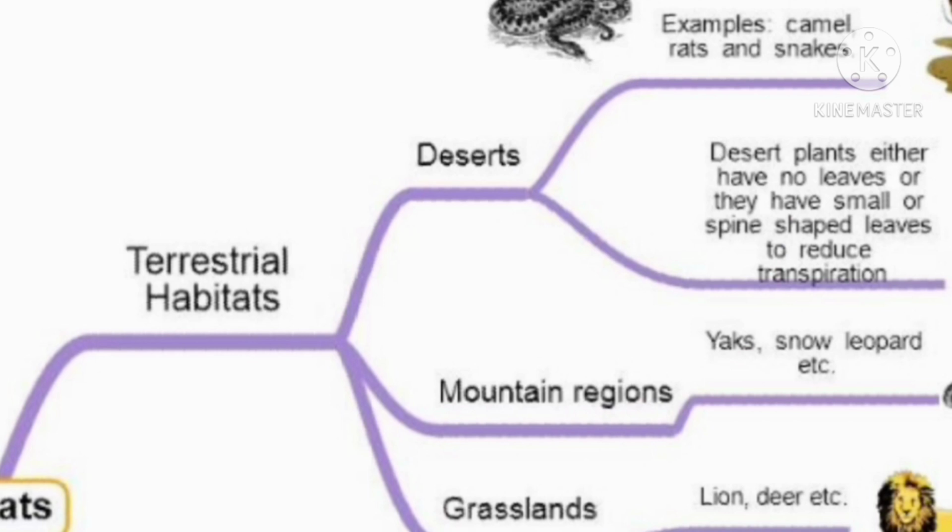Okay. Now next is the mountainous region. In the mountainous region we have seen that all the animals have furry skin. Okay, we can have the polar bear, you can see the yak. They all have furry skin so that they can protect themselves from the very cold climate. And of course, conical shaped trees. Now about the grassland. In the grassland we have lion, deer and so on, all the animals. And normally we know about the grassland area.